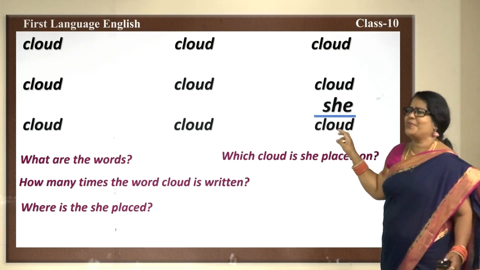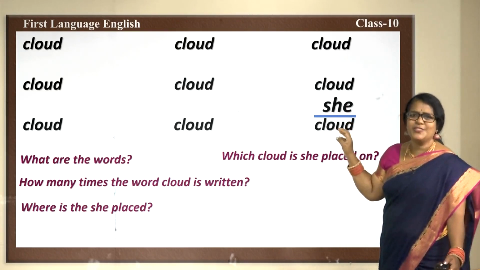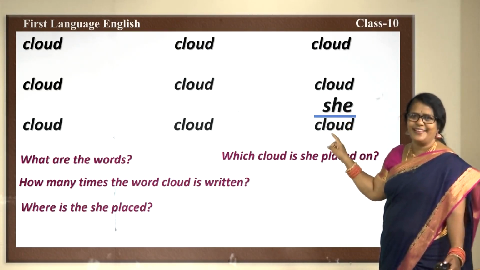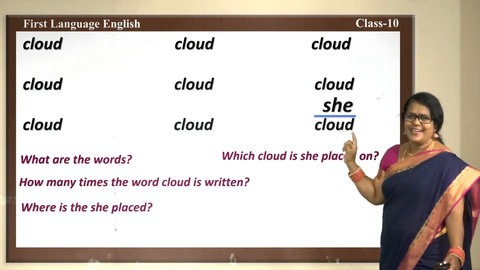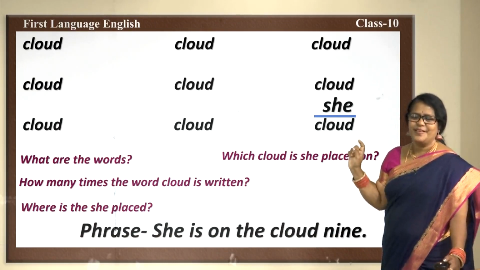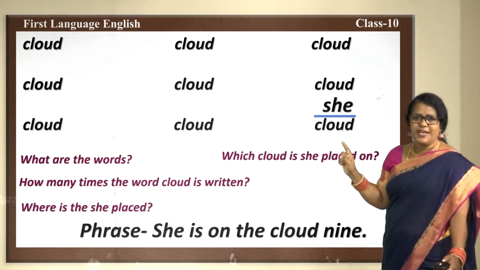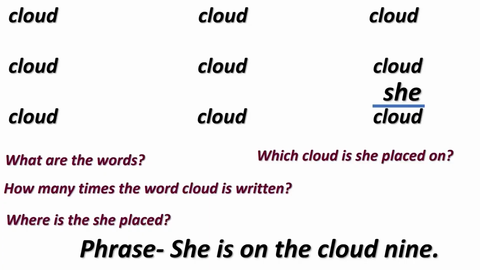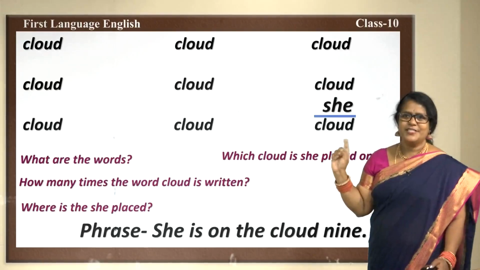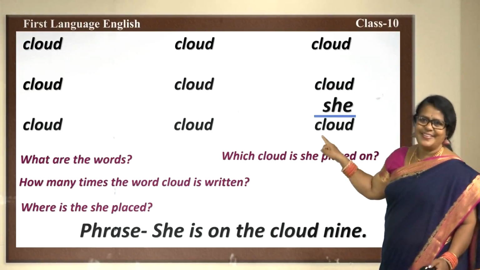How could you guess a phrase or sentence using these words? With these questions, we have already answered this. Let us guess this one. The phrase is, she is on cloud 9. That means this is an idiomatic phrase. It is an idiom. She is on cloud 9.